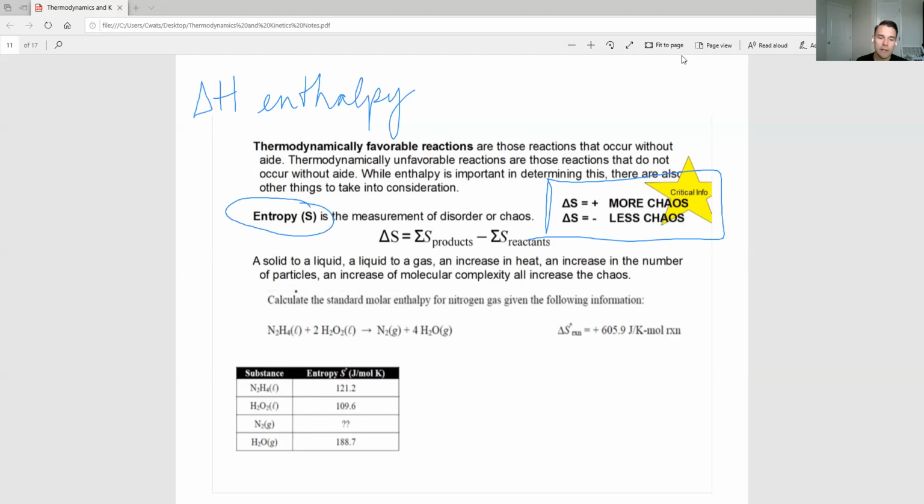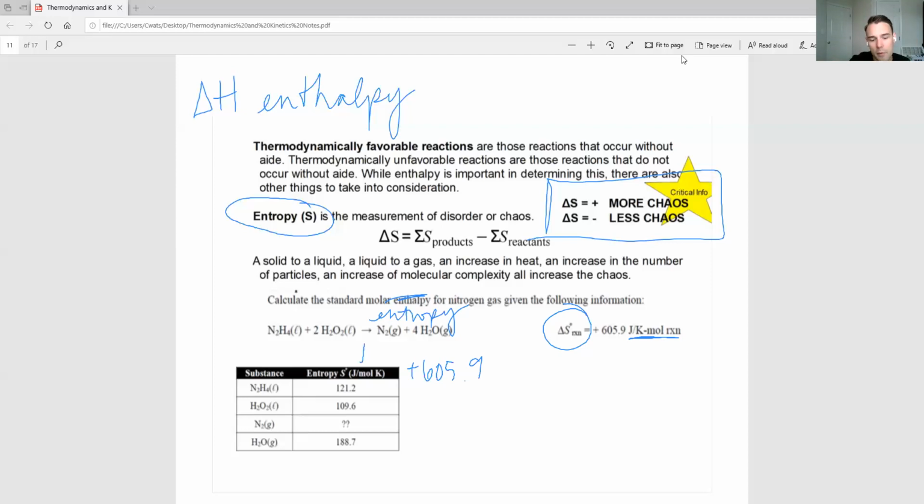So here we want to calculate the enthalpy. No, that should say entropy. Entropy for nitrogen given the following information. So I've got the total right here. I've got all of the information for everything else, so I'm just going to plug it in just like I would the other ones. So we start with positive 605.9. Pay attention to these units here. It's joules per moles times Kelvin.